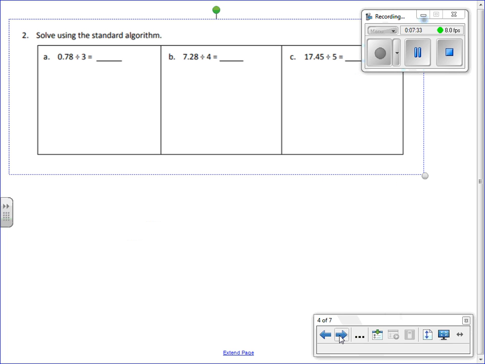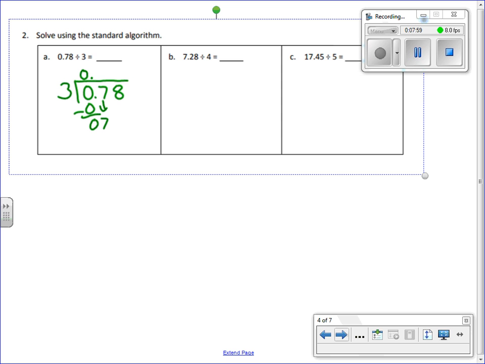Okay, number 2, we are going to solve using just the standard algorithm. You don't need to do the chips. So on the first one, we're going to have 3 goes into 78 hundredths. 3 does not go into 0, so we put a 0. Bring down the 7.